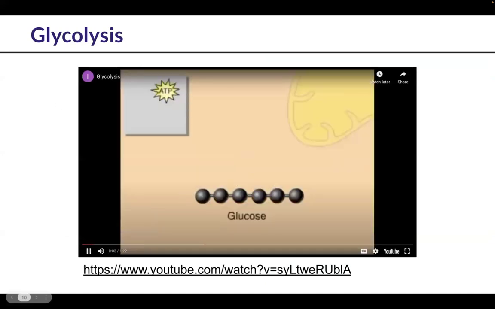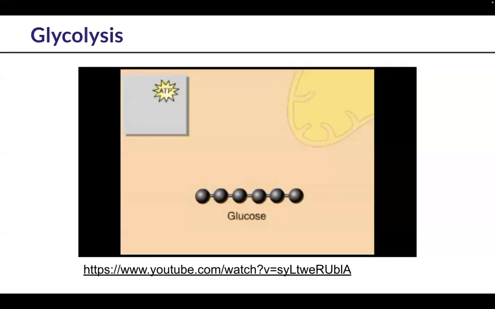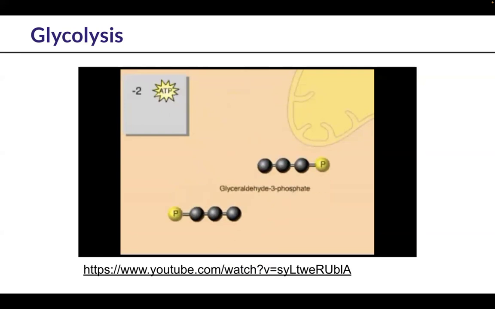Glycolysis, which begins the breakdown of glucose, is a series of 10 enzyme-catalyzed chemical reactions that can be divided into 2 main phases. In the energy investment phase, some ATP energy is used to start the process of glucose oxidation. By the end of this phase, a 6-carbon molecule, glucose, has been split into 2 3-carbon molecules of glyceraldehyde phosphate. The 3-carbon glyceraldehyde phosphate molecules now enter the energy payoff phase.